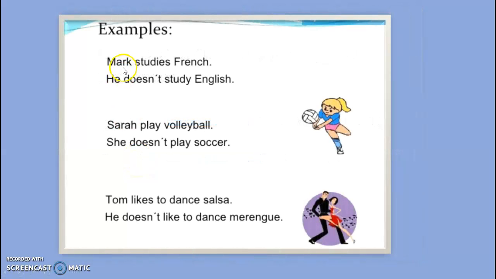Examples. Mark studies French. He doesn't, or does not, study English. That is the negative sentence. Sarah plays volleyball. The negative sentence could be she doesn't play soccer. Tom likes to dance salsa. And the negative sentence is he doesn't like to dance merengue.